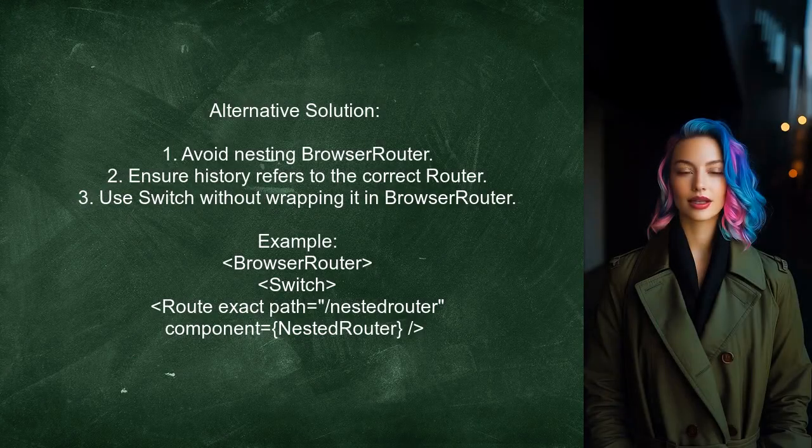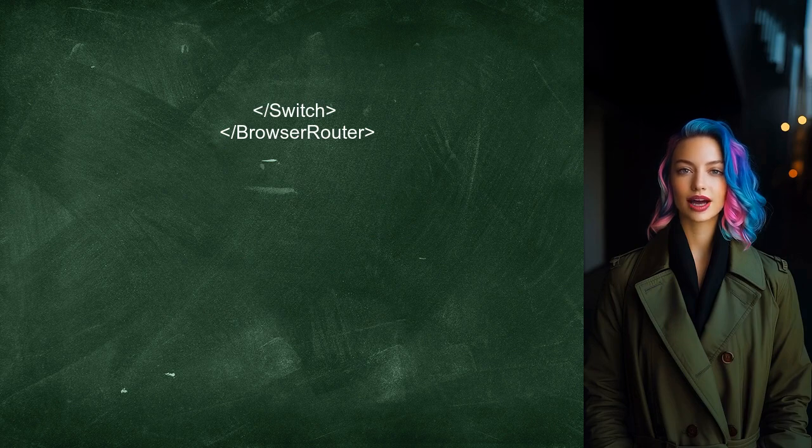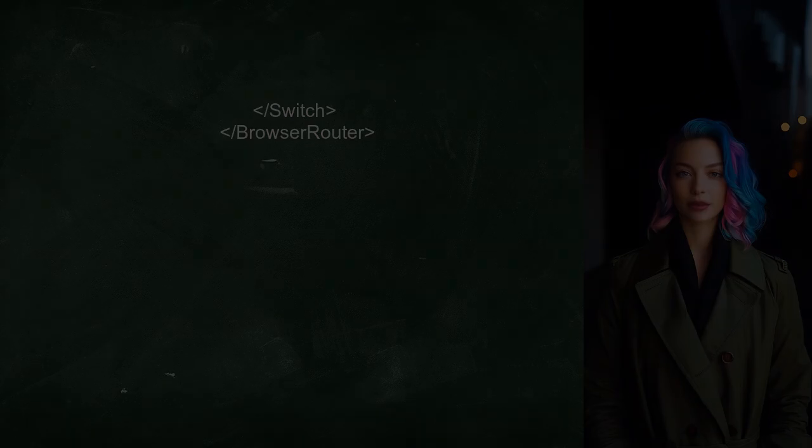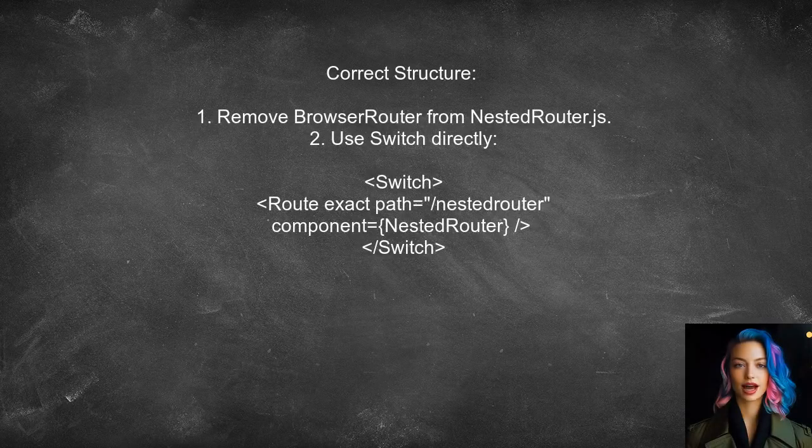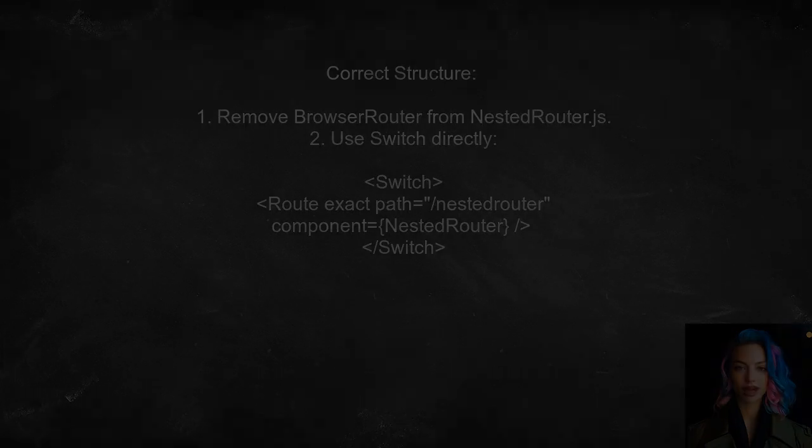An alternative solution comes from a user who experienced similar issues. They found that nesting the BrowserRouter was the cause of their problem. They advise against nesting BrowserRouter because it can lead to the history object referring to the nearest BrowserRouter parent. This means that if you push a target URL that isn't recognized by that BrowserRouter, the corresponding component won't load. Instead, they suggest structuring your routes by removing the BrowserRouter from nested components. This way, the Switch can function correctly without interference from multiple router instances.